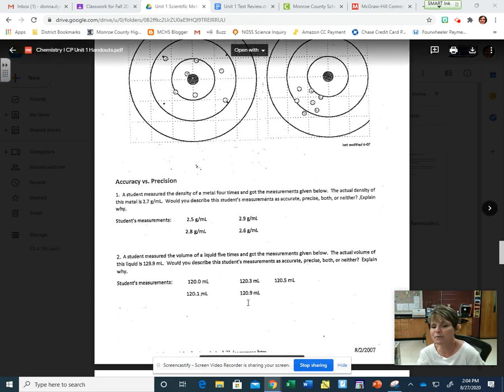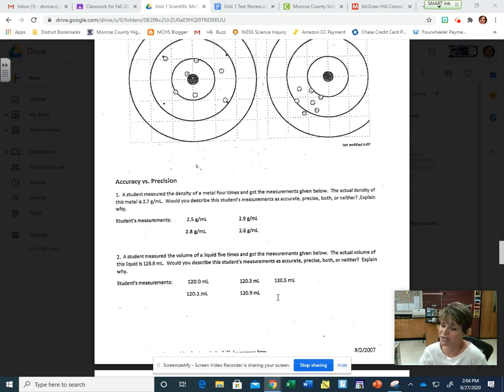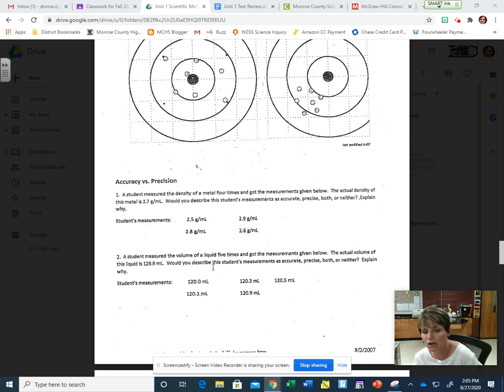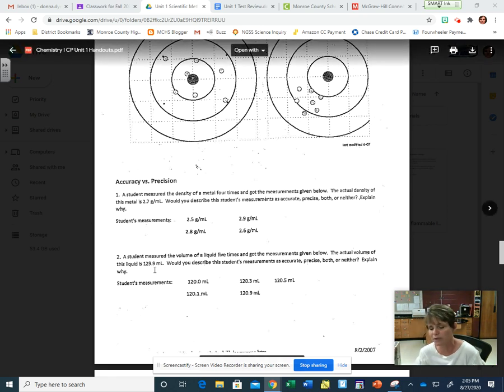But are these measurements precise, meaning are they close to each other? Are all 5 of these pretty close to each other? Well, the lowest one is 120 and the highest is 120.9. So the difference between the highest and lowest is only 0.9. So that's less than a milliliter. So yes, I would say these are pretty precise. These numbers are all close to each other. But they're not accurate because they are not very close to the right answer, which is 129.9.